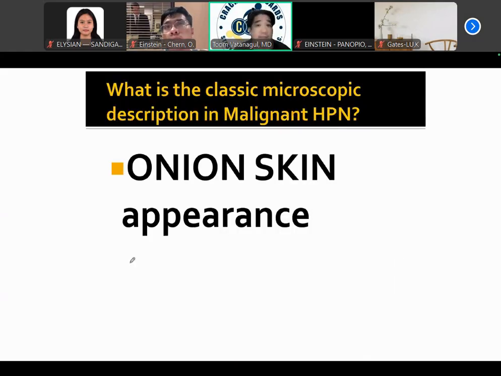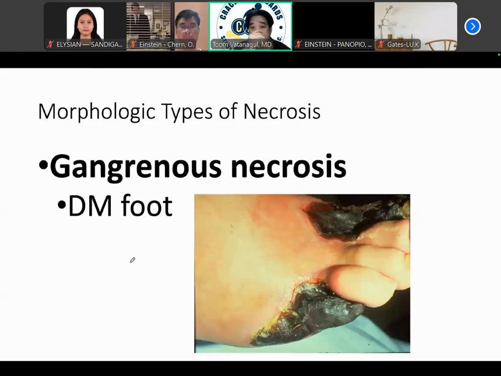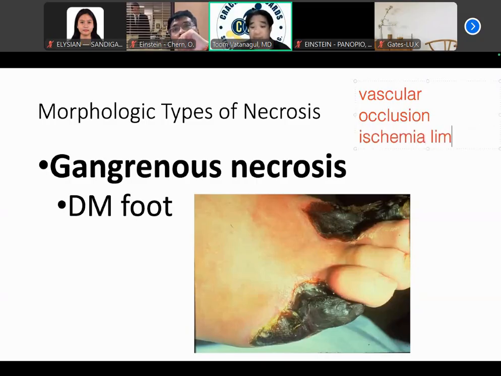Okay, so the classic microscopic description in malignant hypertension is the onion skin appearance. Okay, and lastly, the gangrenous necrosis. Gangrenous necrosis is usually associated with vascular occlusion, as well as ischemia of the limbs, which is very, very common in diabetics. Now, this is also seen in smokers. We have a specific gangrene. Okay, it's actually a peripheral arterial occlusive disease.